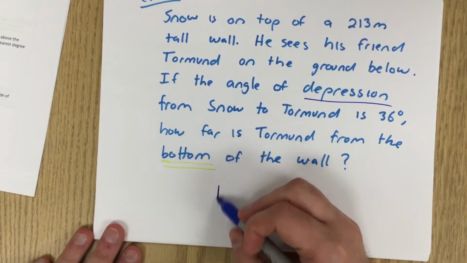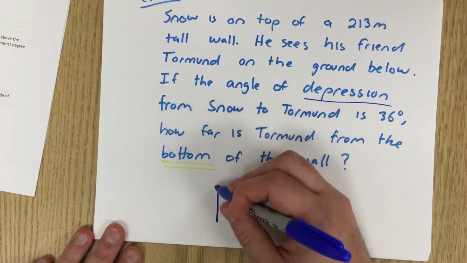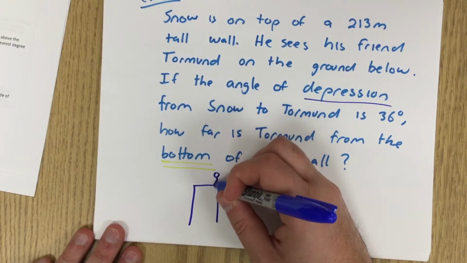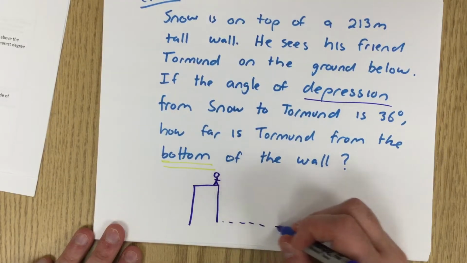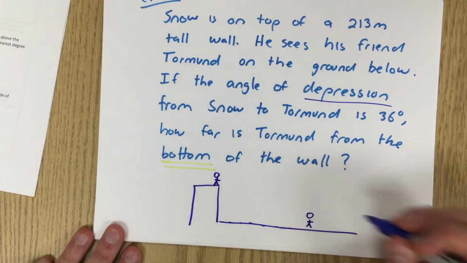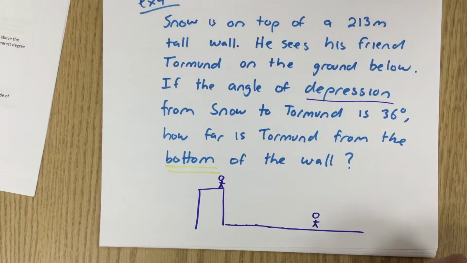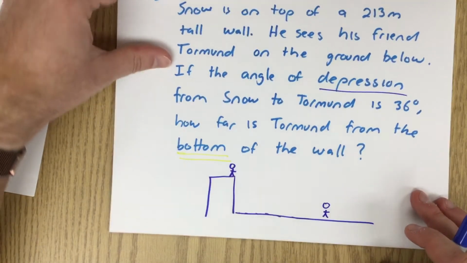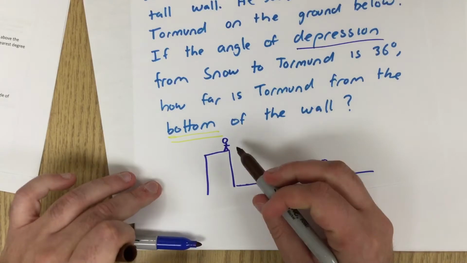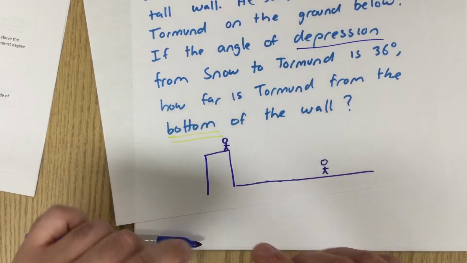So again, my mini diagram. There's our wall. Snow's on top. And there's the ground, and then we have Tormund over there saying, "Oh, why are you up there?" or something. So the triangle we're going to make is this thing over here. That's going to be our triangle. So let's go make it.